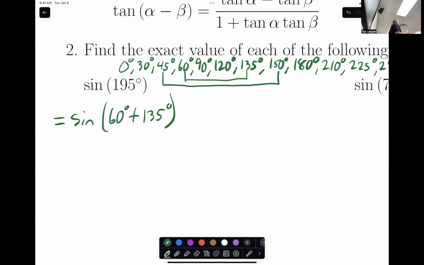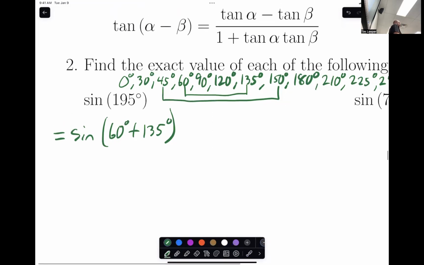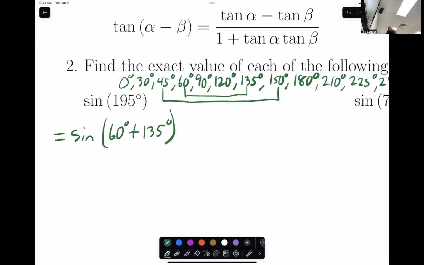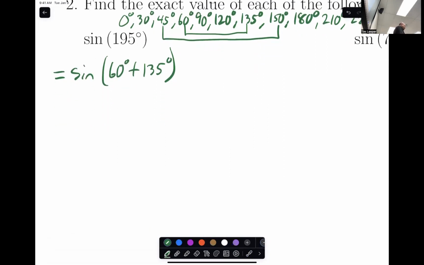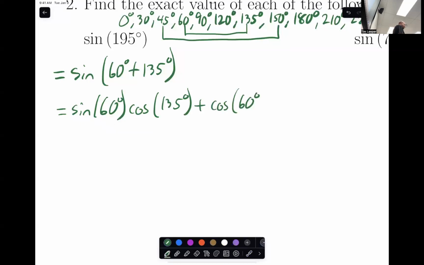But let's remember the sine of the sum formula. Sine of alpha plus beta is sine alpha cosine beta plus cosine alpha sine beta, right? So sine of 60 degrees plus 135 degrees will be the sine of the first angle, 60 degrees, times cosine of the second angle, 135 degrees. And then plus cosine of the first angle, 60 degrees, times sine of the second angle, 135 degrees. And then we just simplify.